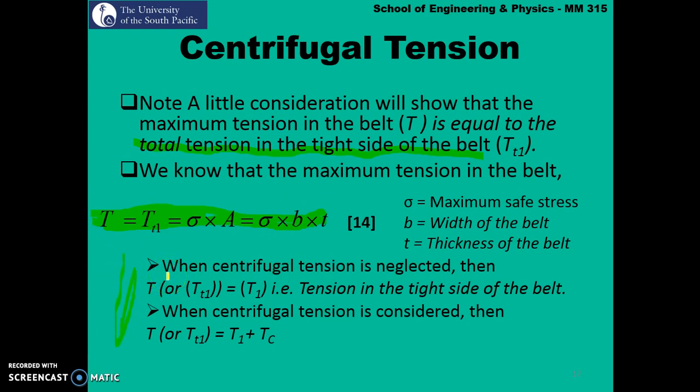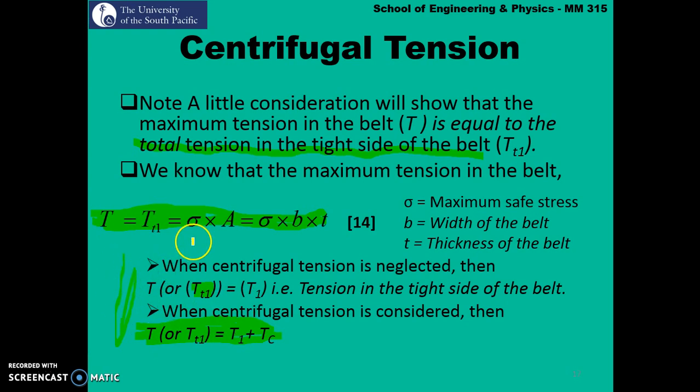From now onwards we will always take into account centrifugal tension. When centrifugal tension is neglected, then the maximum tension, which is the same as the total tension on the tight side, is simply equal to T1, because there is no centrifugal tension present. When centrifugal tension is considered, then the maximum tension, which is equal to the total tension on the tight side, is simply equal to T1 plus Tc. So these are very, very important points to remember.